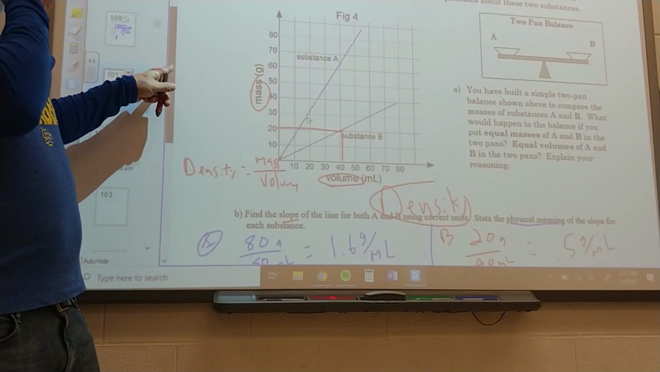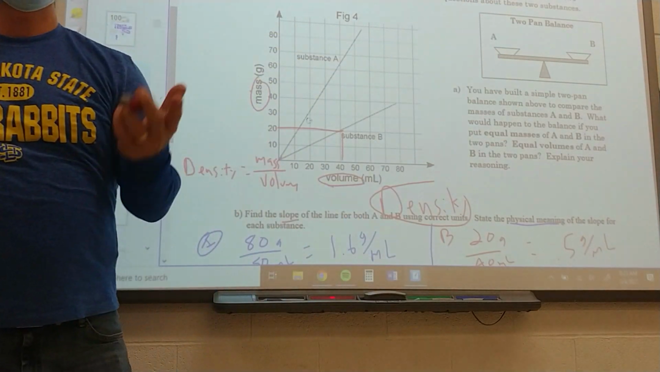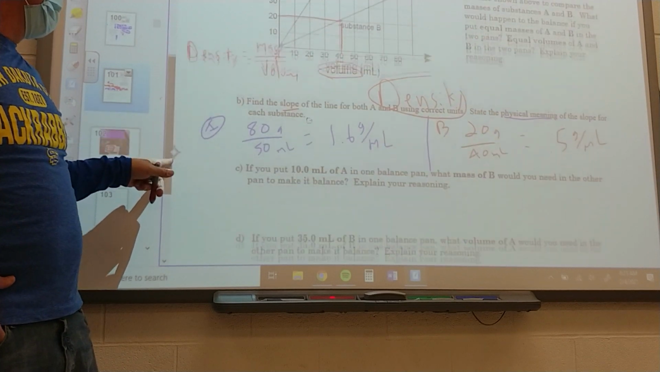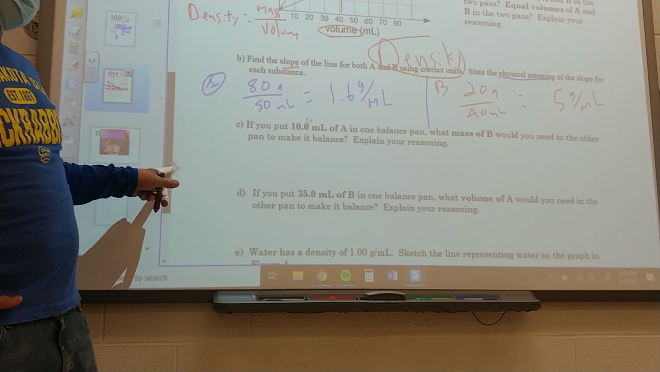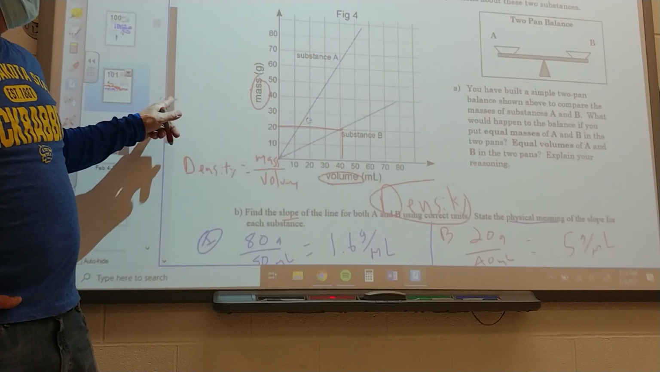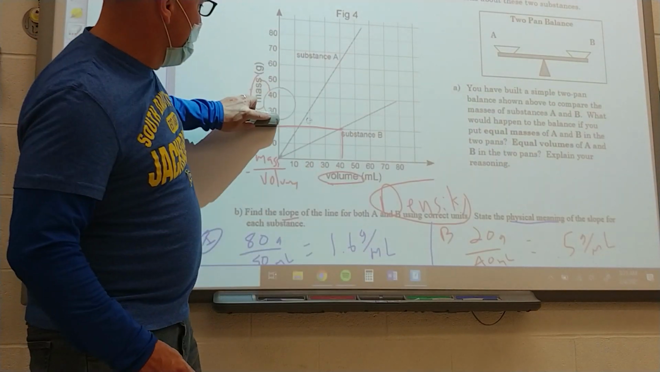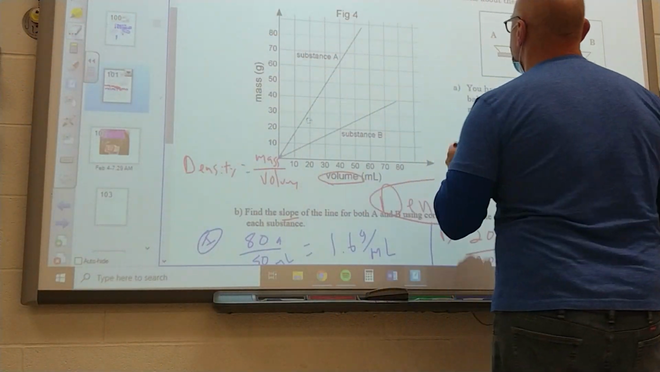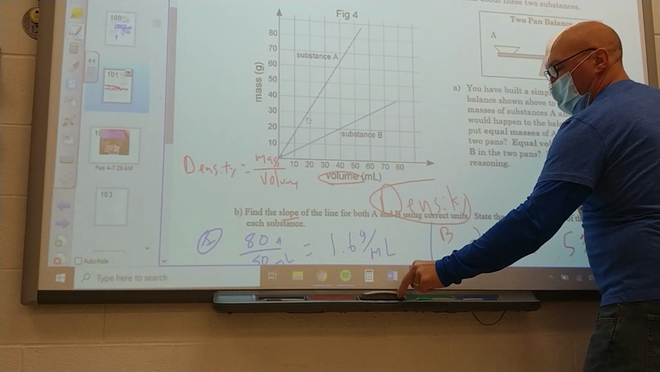Okay, now is where I'm going to use this as my little sketch pad. What if you put 10 milliliters of A in one balance pan? What mass of B would you need in the other? I'm going to use the graph, but I like to draw it up because if you're not sure what to do, I'm going to write it like this.